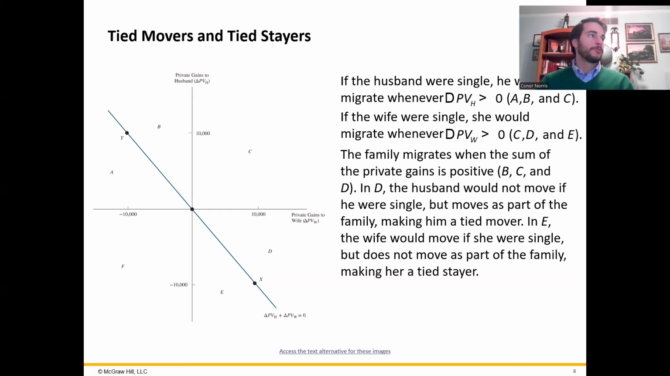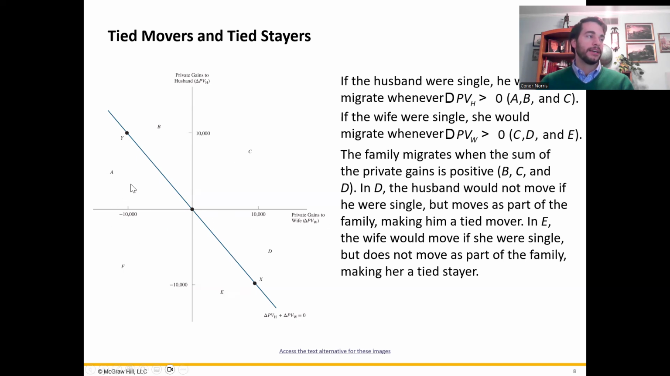So there's no difference from going left to right. So this point Y here at 10,000, whether you go over here or even over here at 10,000, for the husband, that's all the same. We only care about going up and down. So going left to right here is the wife's gain. So going from side to side here.